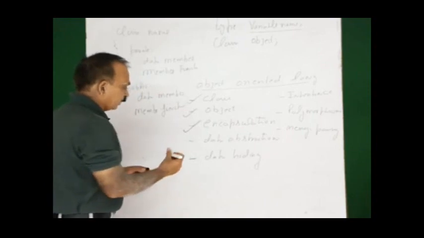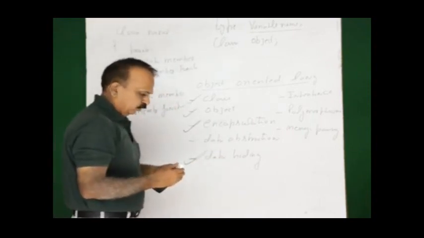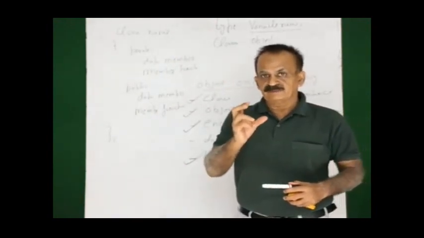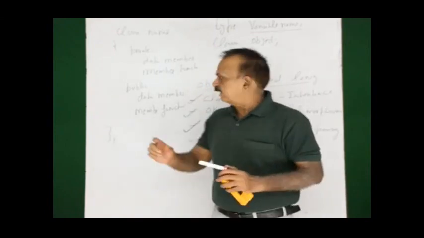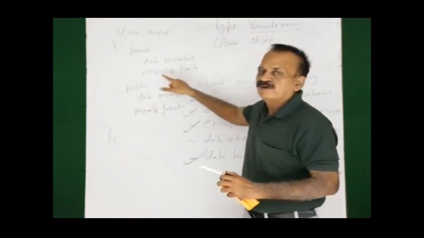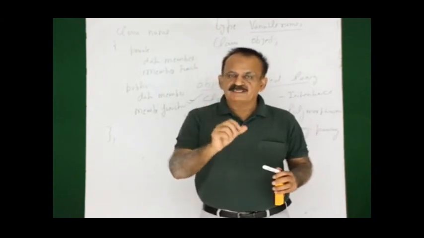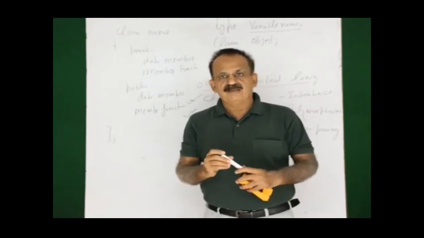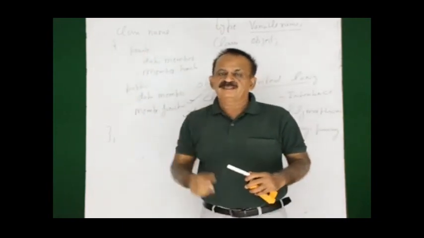Another very important word is data hiding, a feature which is related to object-oriented programming. Now some of the data items cannot be accessed directly in the program, they are accessed with the help of member functions, that is, with the help of the functions of that particular class. They cannot be directly accessed in the program. Such members are known as the private members of the class.